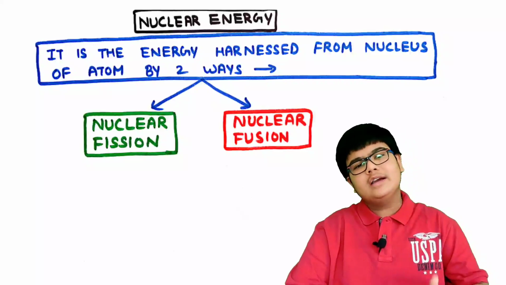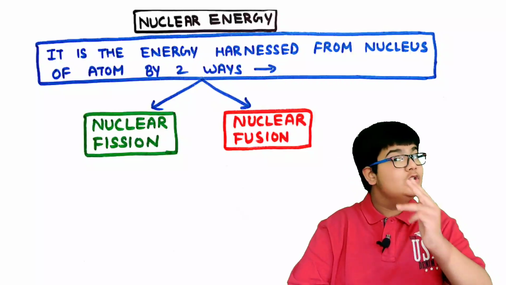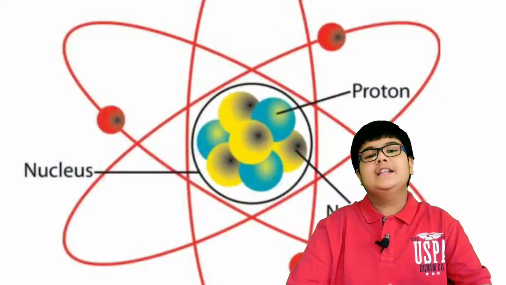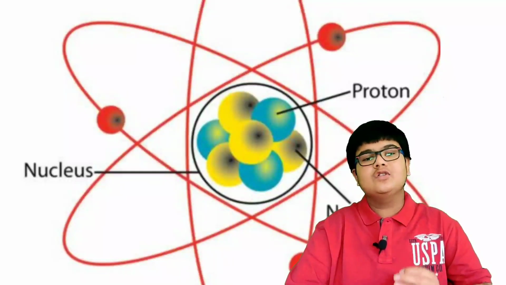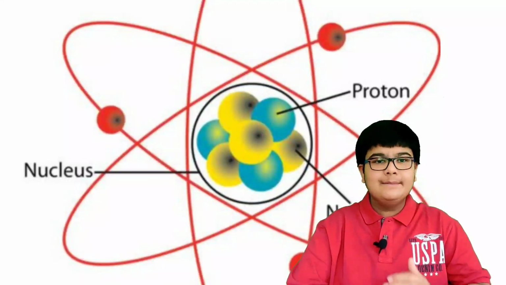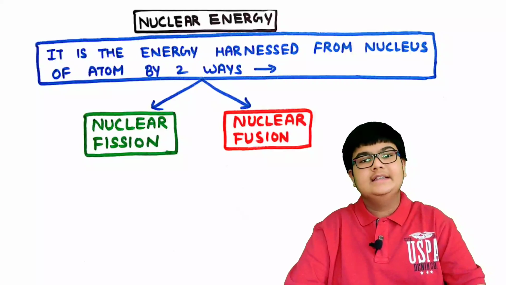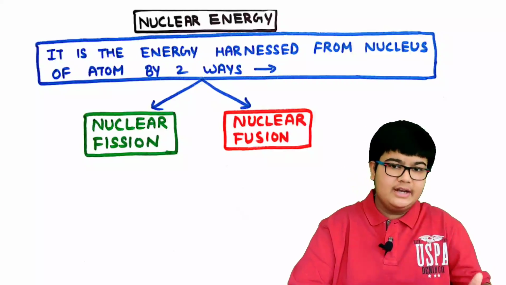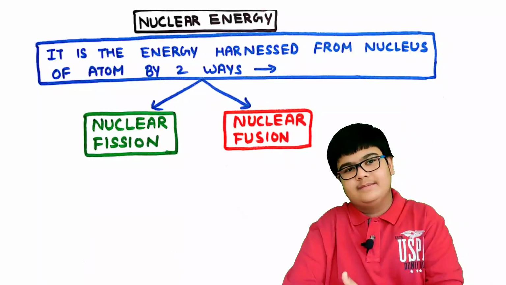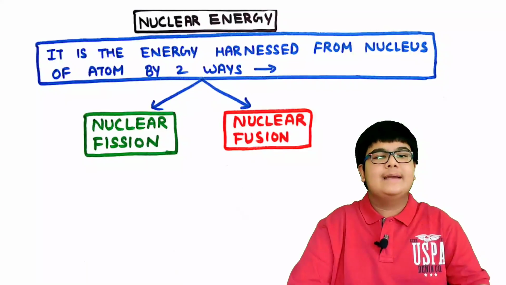The fourth non-conventional source of energy is nuclear energy. It is the energy harnessed from the nucleus of an atom. It can be harnessed in two ways. The first is by nuclear fission and the second is by nuclear fusion. Let's study each one of them in detail.